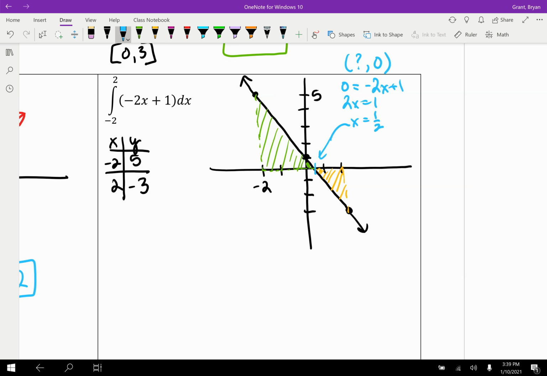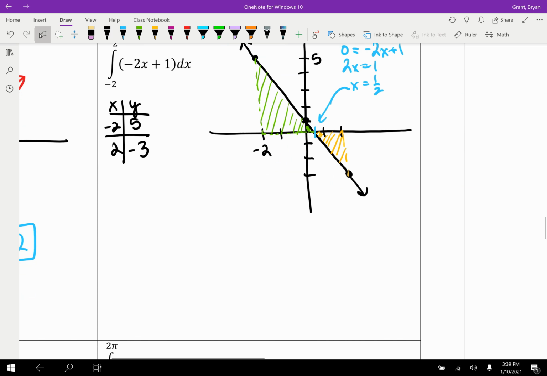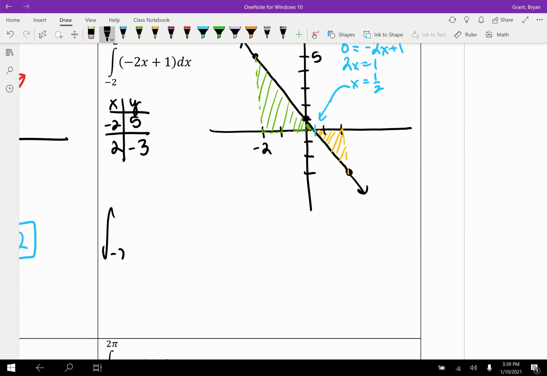All right, now we're in business. Let's find our total signed area. The integral from negative 2 to 2 of negative 2x plus 1 dx is going to be the area of the green triangle first. So it's going to be 1/2.